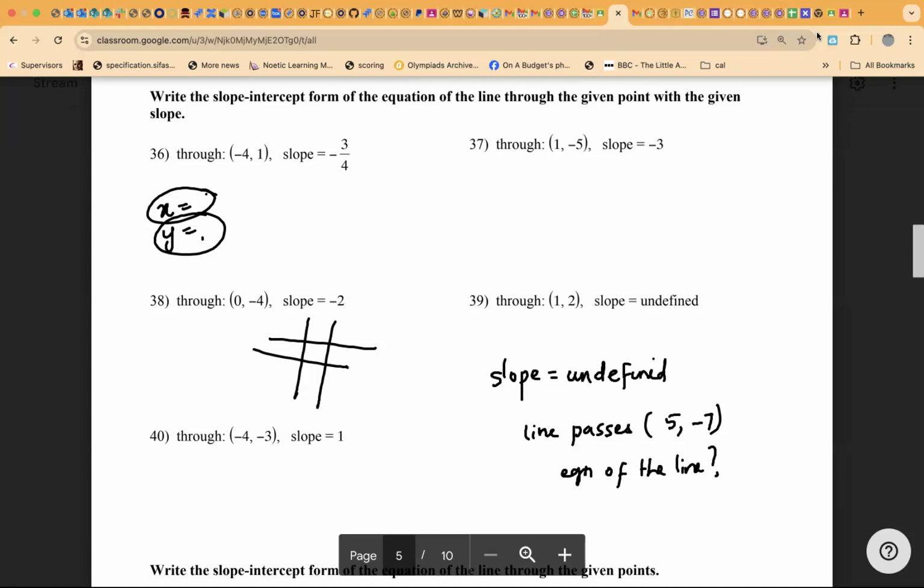Did you get it now, Bhakti? Yeah, I didn't know. I forgot it was supposed to be like x equal to or y. Yeah, remember, when the slope is undefined or 0, they are special. You have to treat them special.